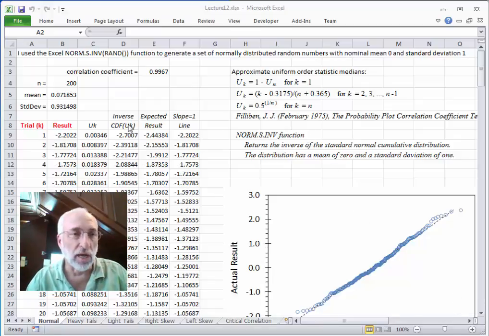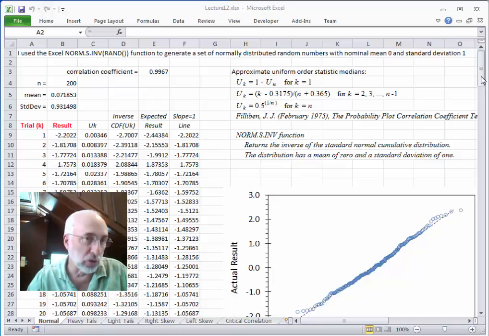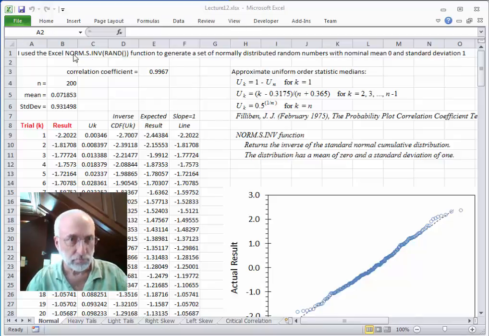To do this, I've set up some data already in this Excel file, which you can download from the course website. The first set of data I'm going to analyze is a set of data where I already know the answer. Here's what I did. I created a set of 200 numbers that I pulled from a normal distribution. In Excel, you do that with this function right here.